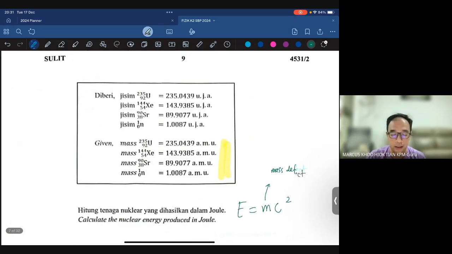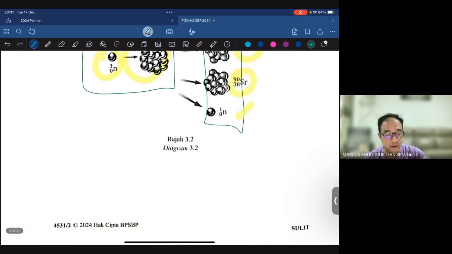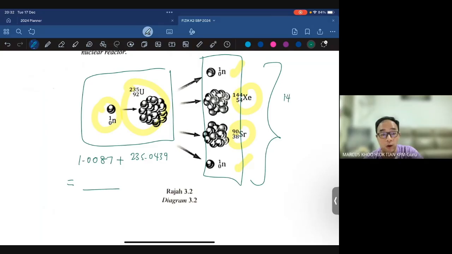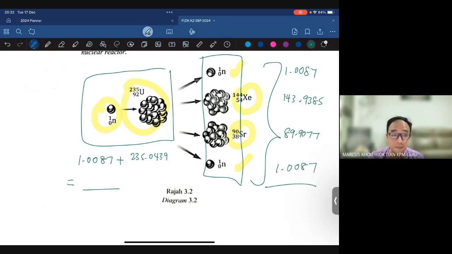So if you add this all together, I'm going to put the numbers here: 1.0087 plus the 235.92 is 235.0439. You add this together, you get a certain number. Then you add these four together. This is 143.9385. This is 89.9077. This is 1.0087. This is 1.0087. You add all this together, and you're going to get some balance.